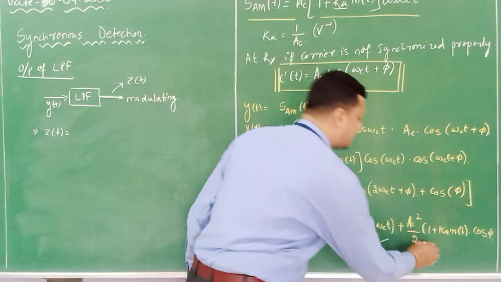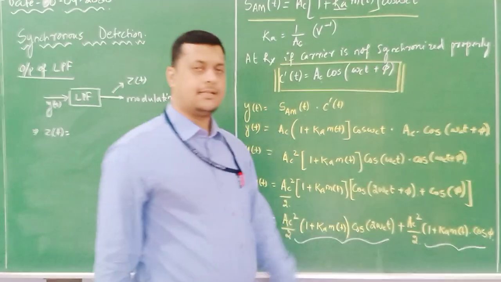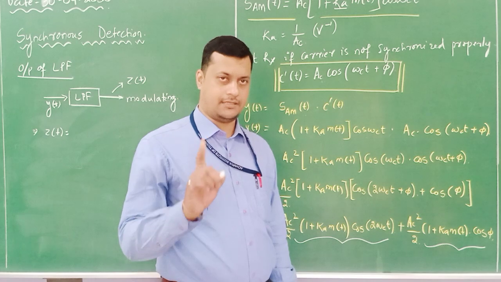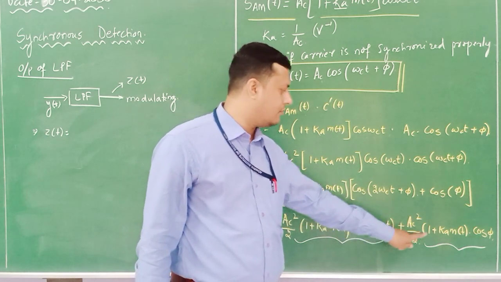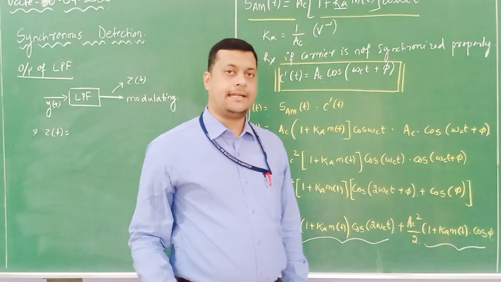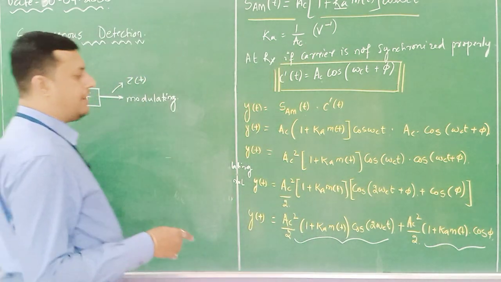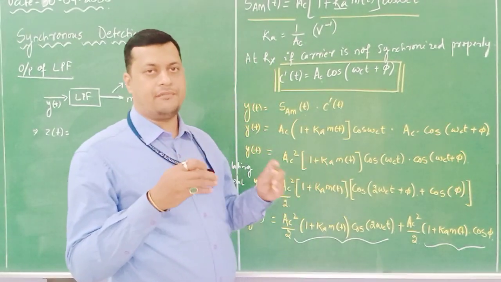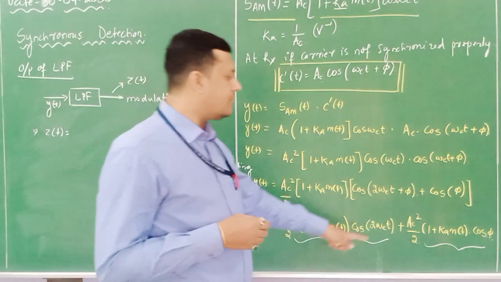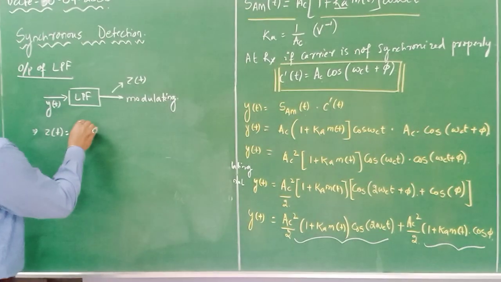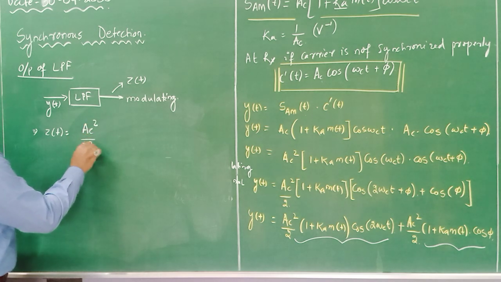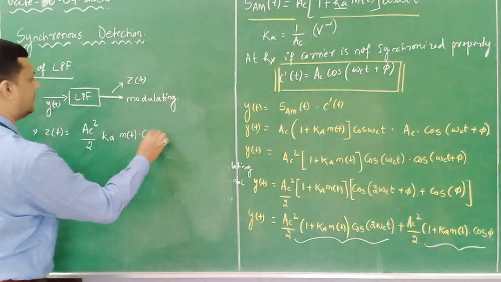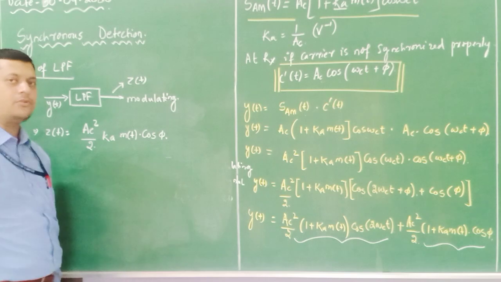Now the next term is this one. So first, Ac² divided by 2 cos φ. Second, Ac² by 2 ka m(t) cos φ. That is the second term. So that means if I multiply Ac² by 2 and cos φ, pass through an LPF, the DC component with a phase difference will be suppressed. So the only component available is Ac² divided by 2 ka m(t) into cos φ. So this is the output of LPF.